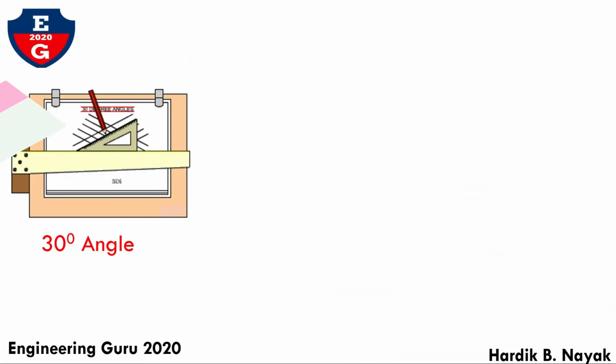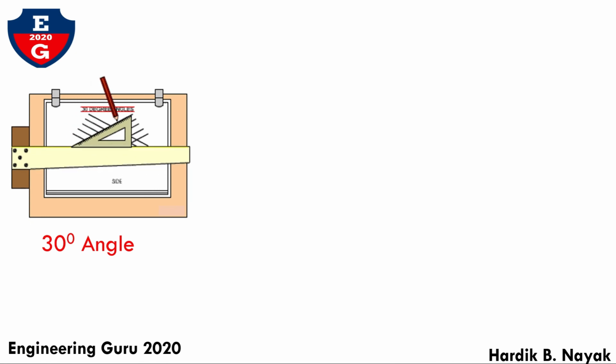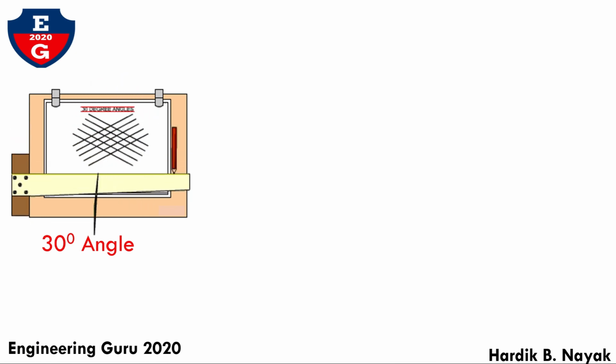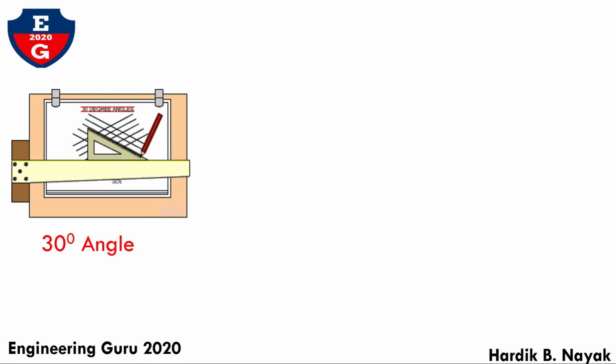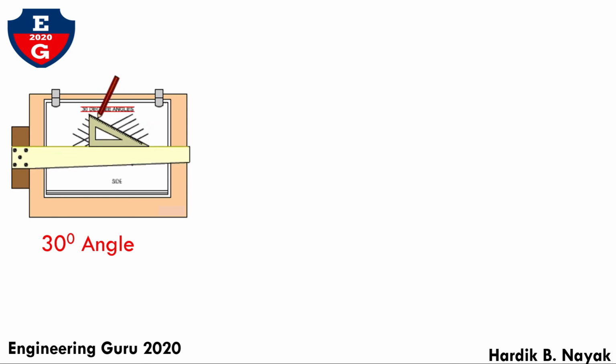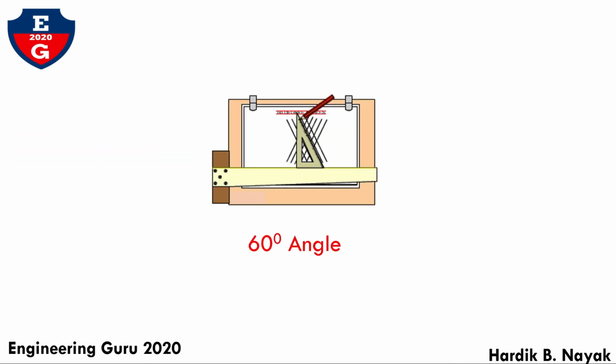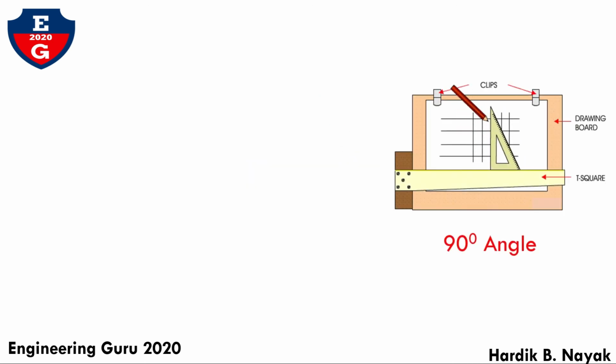Set the T-square as before in combination with the set square. Draw a line at 30 degree, then flip the set square around to draw a 30 degree line in the opposite direction. Set the T-square as before and in combination with the set square, draw a line at 60 degree and then flip the set square around to draw a 60 degree line in the opposite direction. Set the T-square as before in combination with the set square. Draw a number of lines at 90 degree.